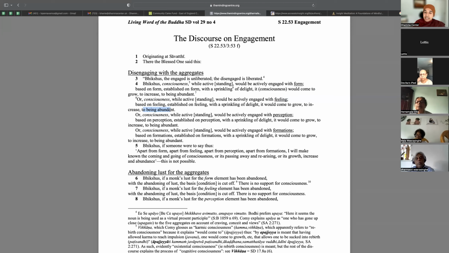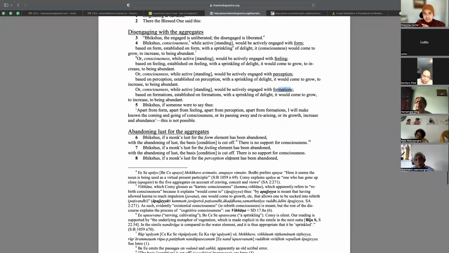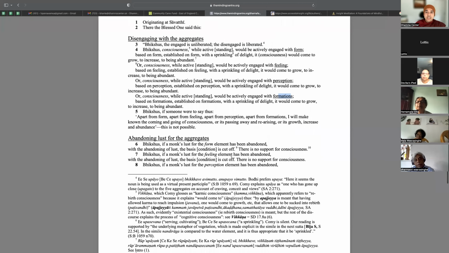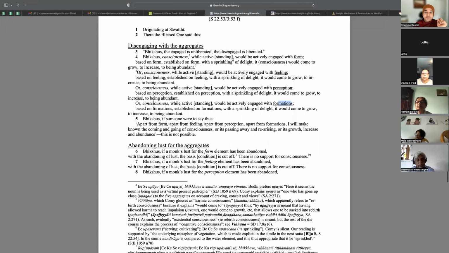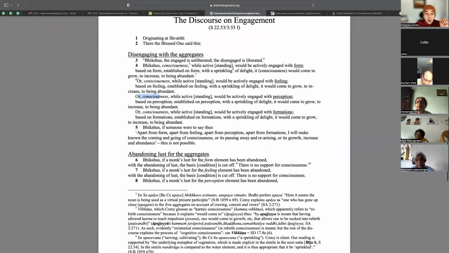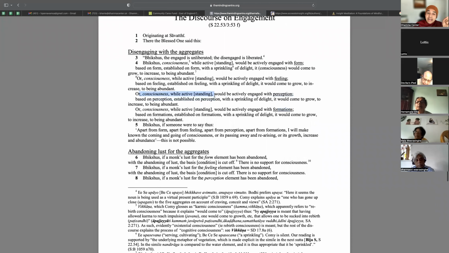Form, feeling, perceptions, formations, and... where is the other one? Because it's talking about the consciousness. Or consciousness, while active, would be actively engaged with perception, based on perception, established on perception. With a sprinkling of delight, it would come to grow, to increase, to being abundant.